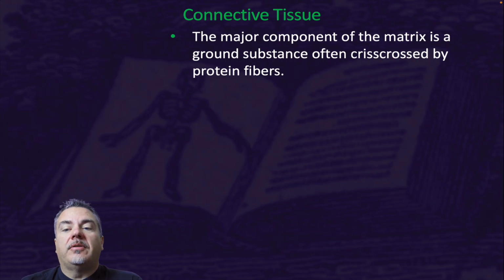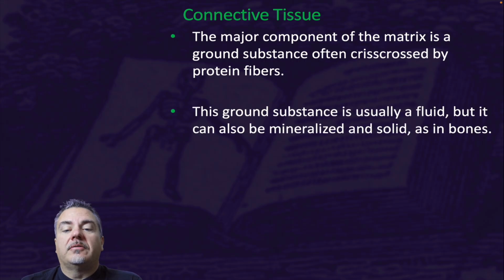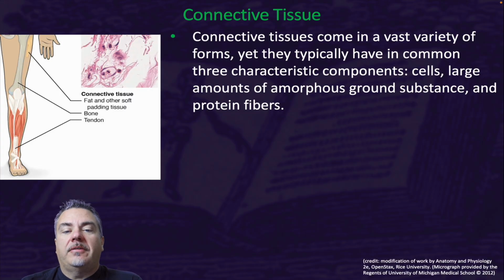The major component of the matrix is a ground substance often crisscrossed by protein fibers. This ground substance is usually a fluid, but it can also be mineralized and solid as in bones. Connective tissues come in a vast variety of forms, yet they typically have in common three characteristic components: cells, large amounts of amorphous ground substance, and protein fibers.